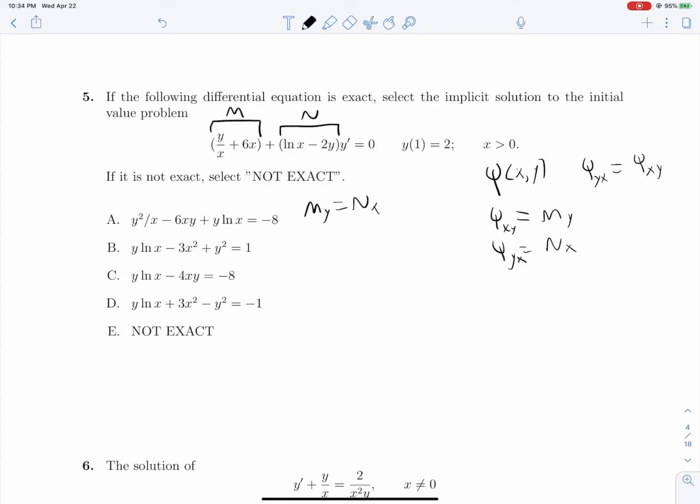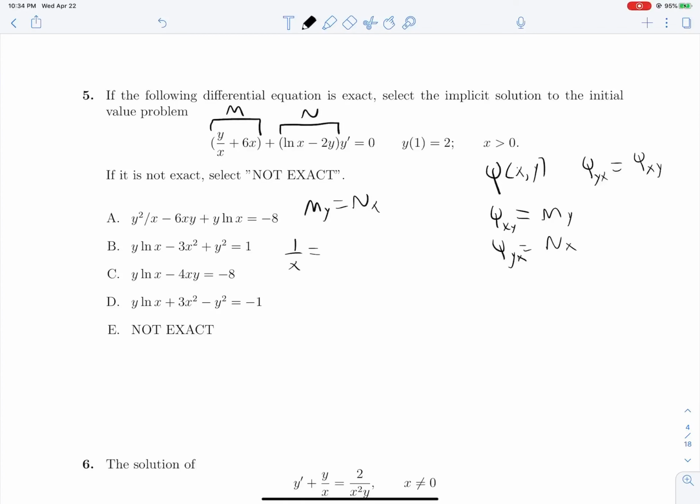So finding My, we get 1 over x plus 6, and then Nx gives us 1 over x. Oh, my. Yeah, I thought I had it. Yeah, My is equal to Nx, so our equation up here is exact. That means we can find the integral of M dx, y over x plus 6x. I'm misleading myself with these over here.